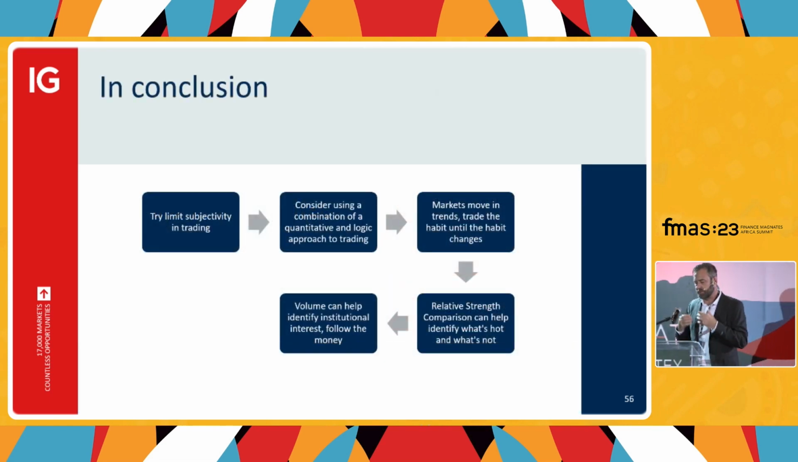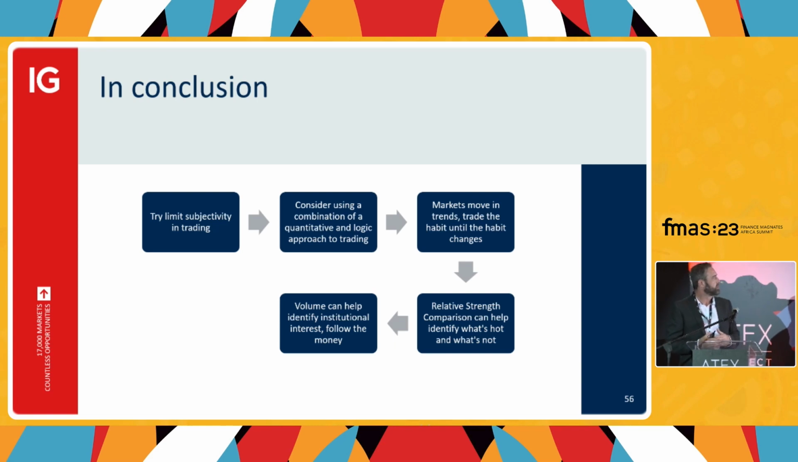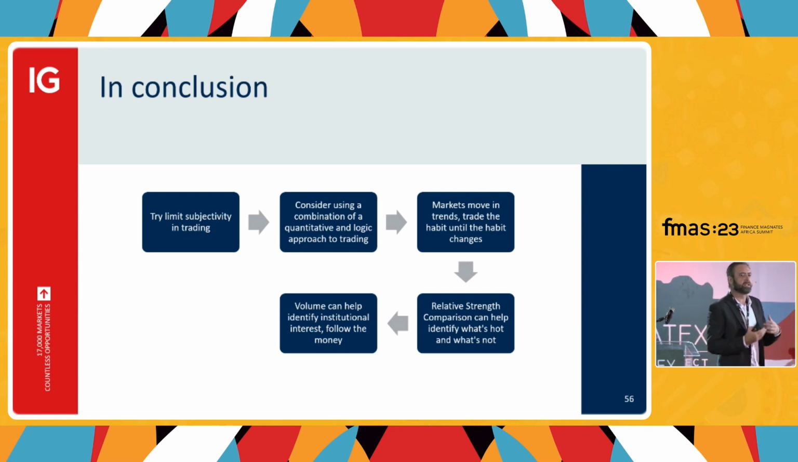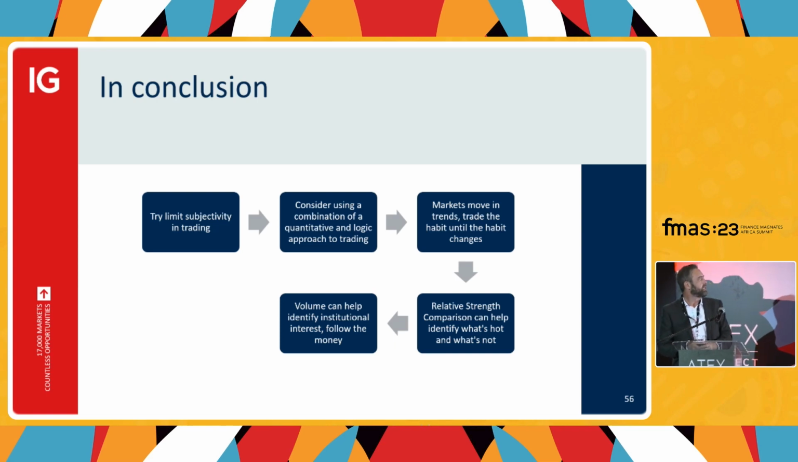Just to summarize what we've talked about here, try to limit the subjectivity in your trading. Try to quantify what you're doing, your strategy, your analysis, and combine that with a bit of market logic, a bit of common sense. Respect the fact that markets do move in trends. We've seen quite a few trends in place right now. It's easier to trade with the trend than against it. Trade the habit until that habit changes, because they don't last forever.